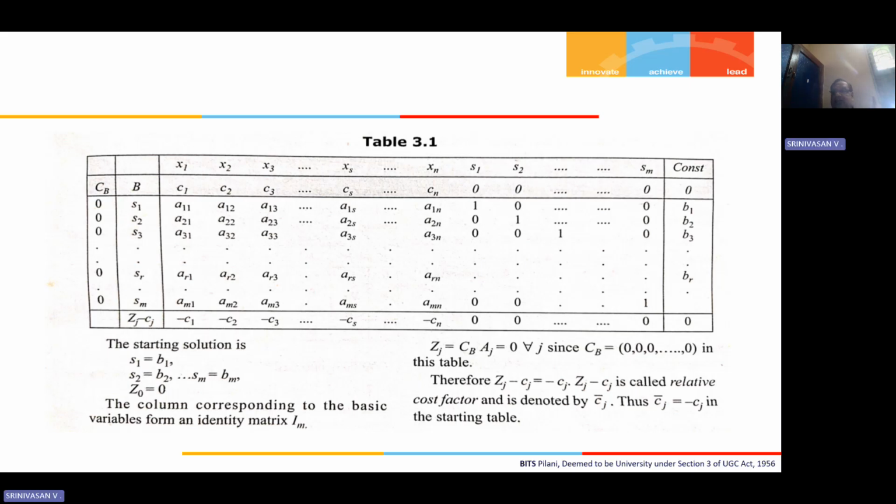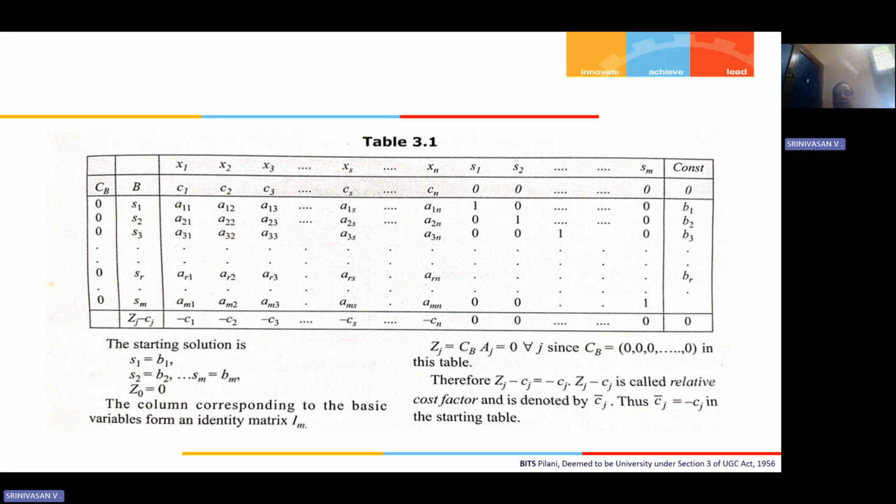All other slack variables will have coefficients 0, 0, 0. What is the constant? B1. If you look at the first constraint, you have A11x1 plus A12x2 plus A13x3, etc., plus A1nxn plus S1 equal to B1. In the same way, in the second constraint, A21, A22, A23, etc., A2n, 0, and only the S2 coefficient will be 1. All other coefficients will be 0, and the constant is B2.